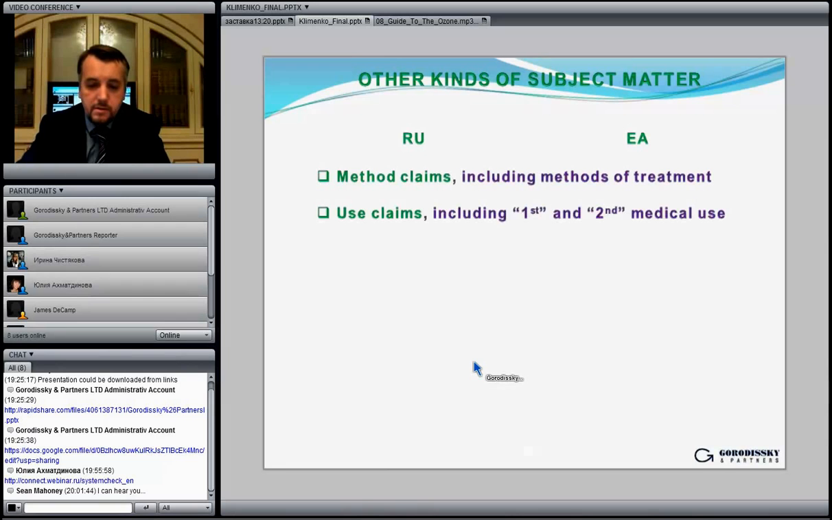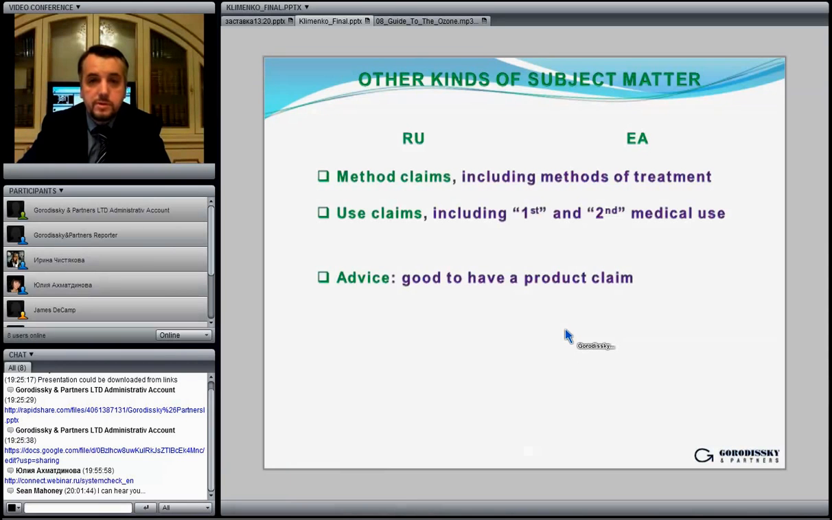Other kinds of subject matters, as I said, include method claims and use claims, all of which are allowed. And of course, for method of treatment claims, we need evidence which goes beyond demonstrating biological activity. But this is a point for another kind of presentation. Just know that it's not as simple to get a method claim drawn to treatment granted if you don't have relevant supportive evidence.